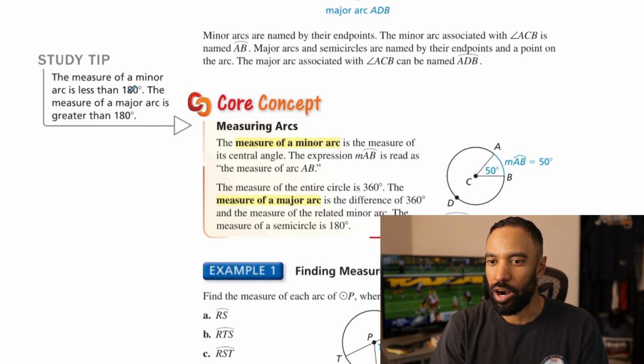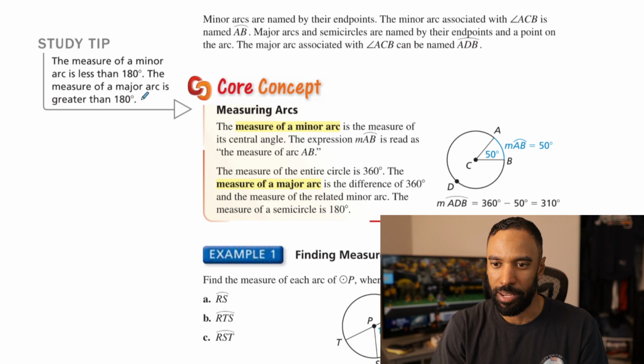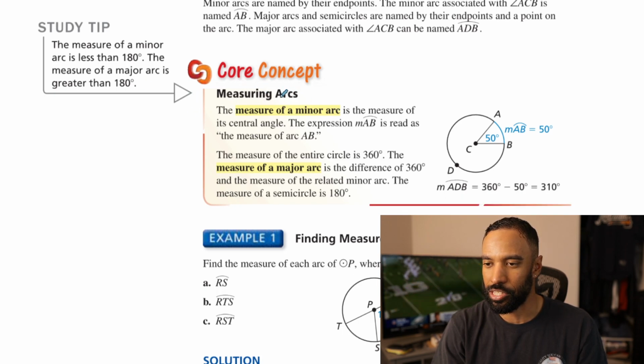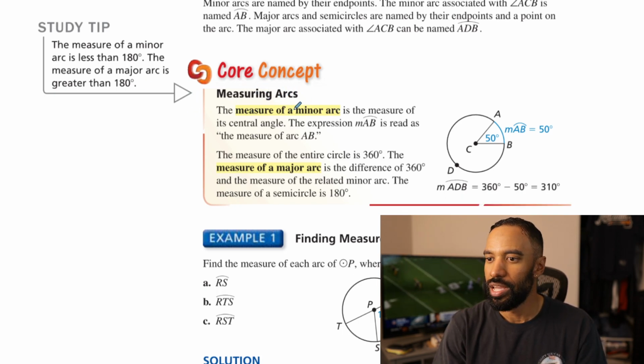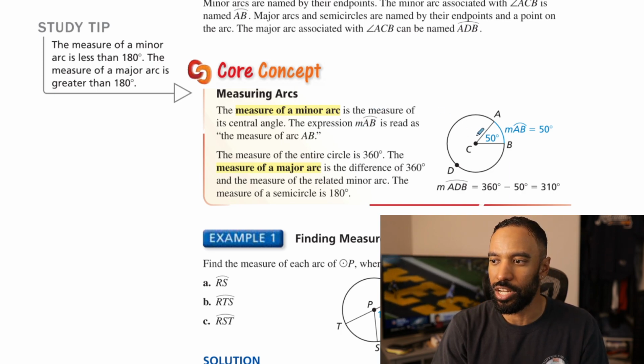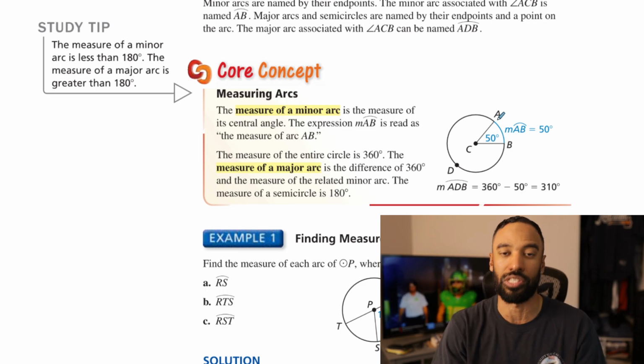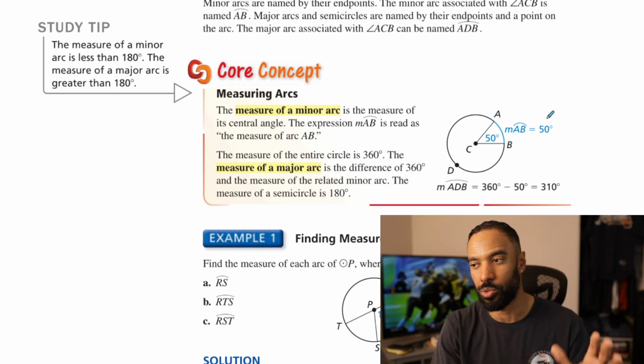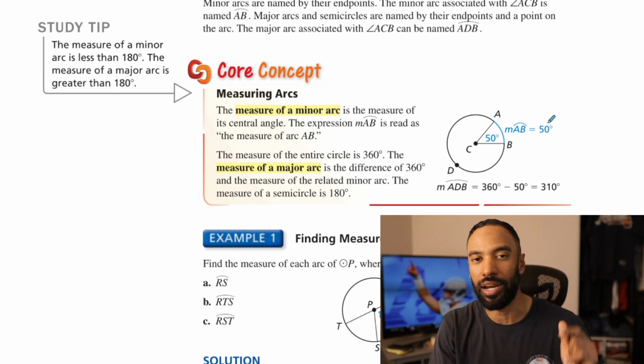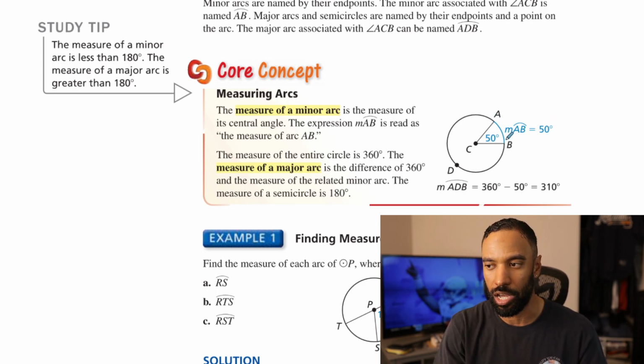Okay, so they talk about measure of minor arcs. Measure of minor arcs is less than 180. Measure of a major arc is greater than 180. That's a study tip as we start talking about measuring arcs. The measure of a minor arc is the measure of its central angle. If the central angle is 50 degrees, the minor arc's measure is also 50 degrees. We have to be very specific to include the units for degrees here. It's not a length we're referring to when we talk about its measure.